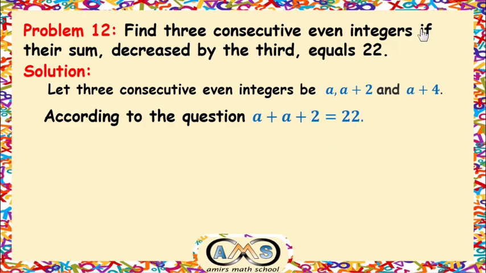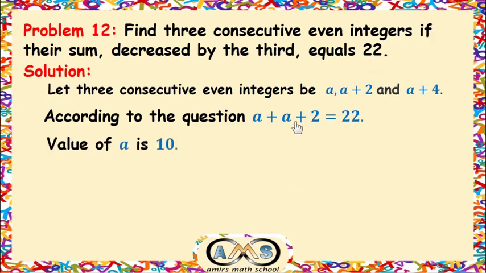That is, if their sum is decreased by the third, if we take this sum, a plus a plus 2 plus a plus 4, and we subtract this a plus 4, then we can cancel this a plus 4. So a plus a plus 2 is equal to 22. That is, the sum is decreased by the third. So in this case, we can cancel this third one. We just add the first and second one, which is equal to 22.